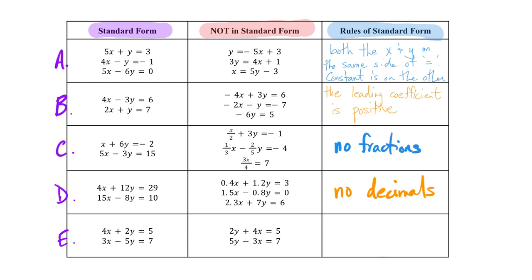Okay, let me get rid of that. And we should be good to be able to finish off E. Now, I think E is probably the biggest one for us in terms of focus. You take a peek in the column of what satisfies, we're good. X and Y on the same side, constant on the other. Leading term is positive. There are no fractions, there are no decimals. It starts to look good. Then you take a look in that middle column, and if those are not standard form, then what causes the problem? Okay, so what is the wrinkle?